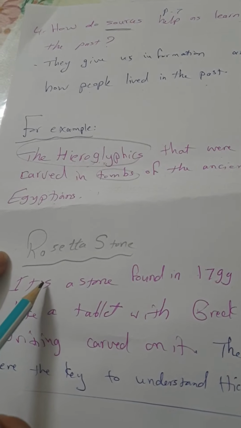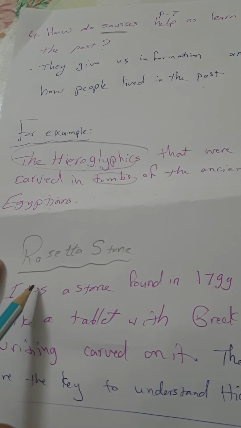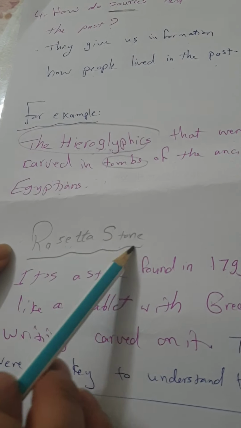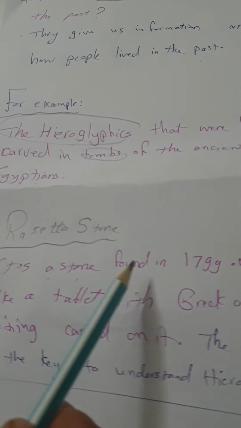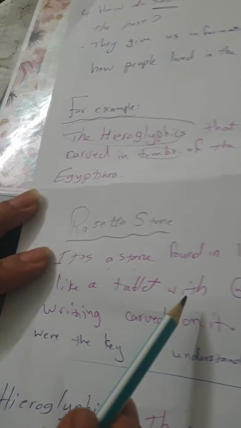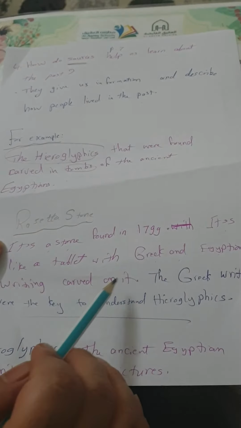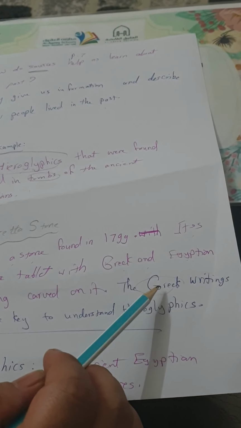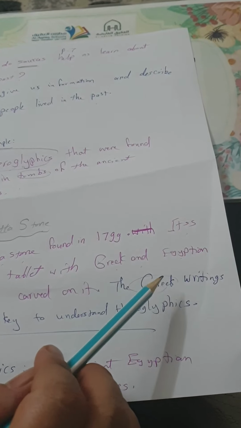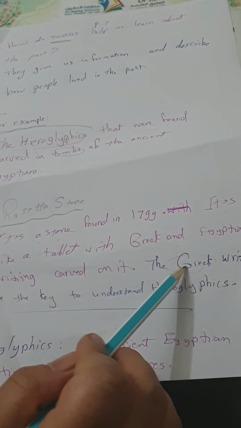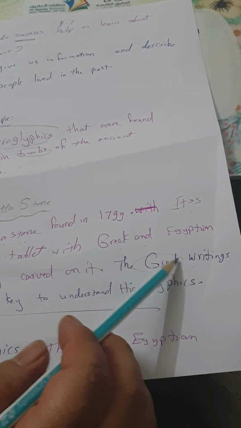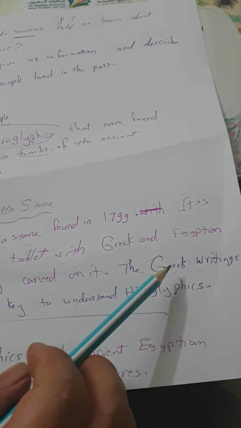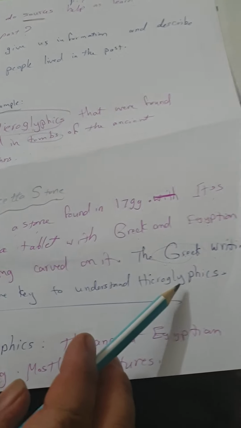There was a French scholar or scientist called Champollion. He found the Rosetta Stone. The Rosetta Stone is a stone or a piece of rock that looks like a tablet, with Greek and Egyptian writing carved on it. The Greek writing was known to the scientists, and because the Greek writing meant the same as the Egyptian writing, it was like a translation of the ancient Egyptian writing or hieroglyphics. From the Greek writing, they could use it as a key to understand hieroglyphics.